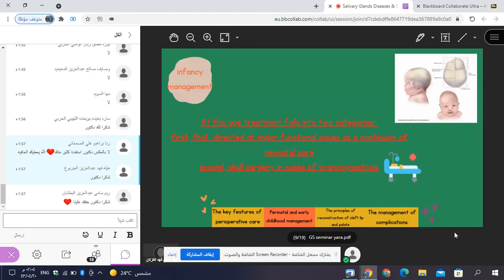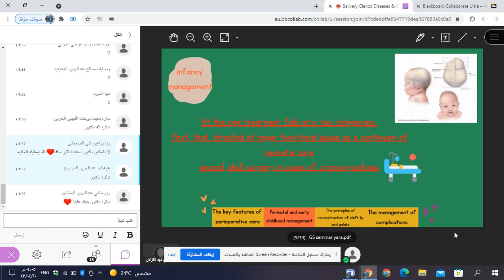And then when they're in infancy, the management is the same as for neonates, except that we will also have skull surgery if they have craniosynostosis. So craniosynostosis is when there's a premature fusion of one or more of the skull sutures. This can be isolated or a syndrome, just like cleft lip and palate.